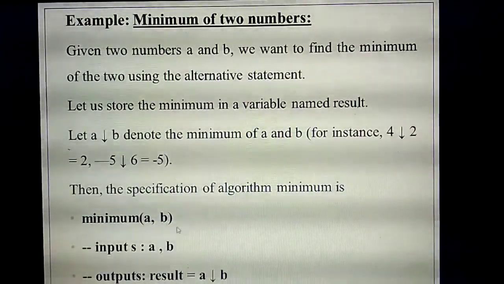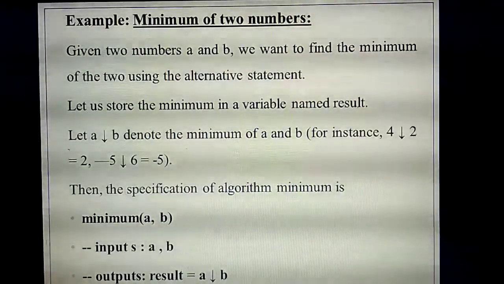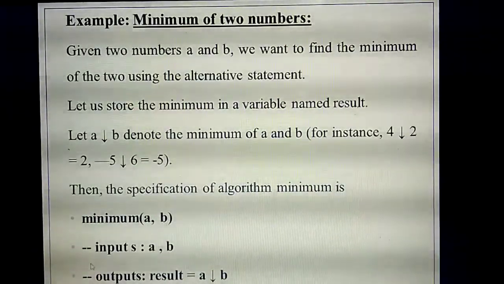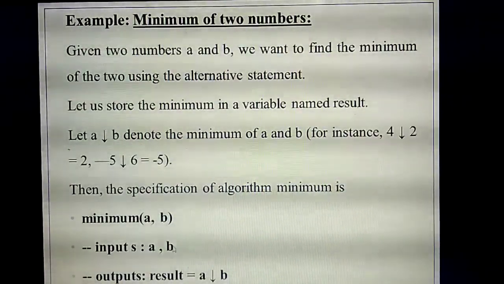Inside the name of the algorithm we need to give inputs. How many input variables are we using? Two. What are they? A comma B. Then next we need to write input. Input and output always start with a comment line, that means 2 dashes. So inputs, how many variables? Two. A comma B. Understand?